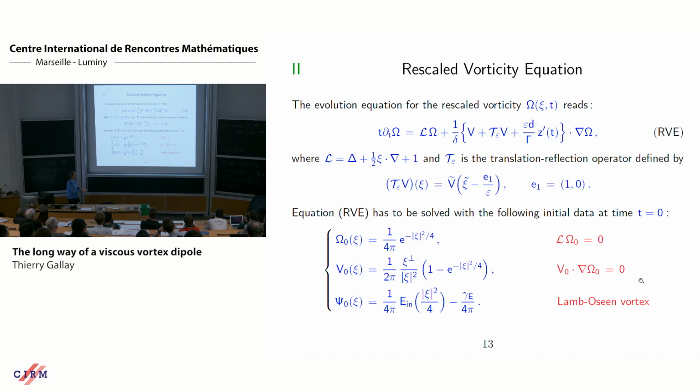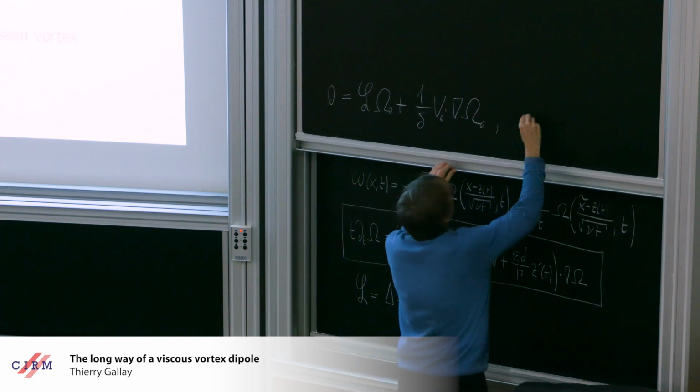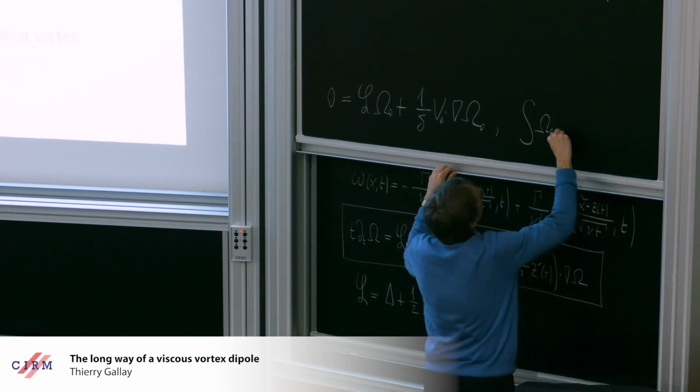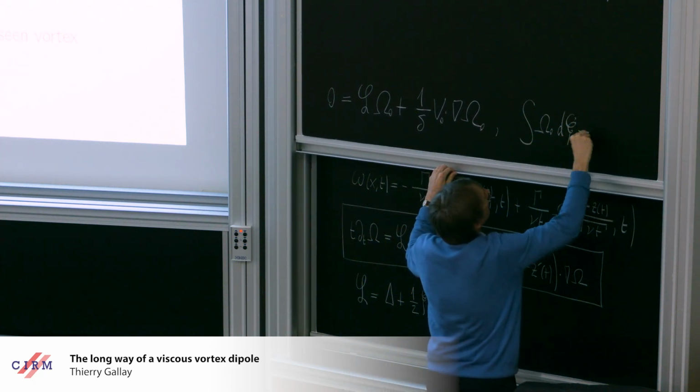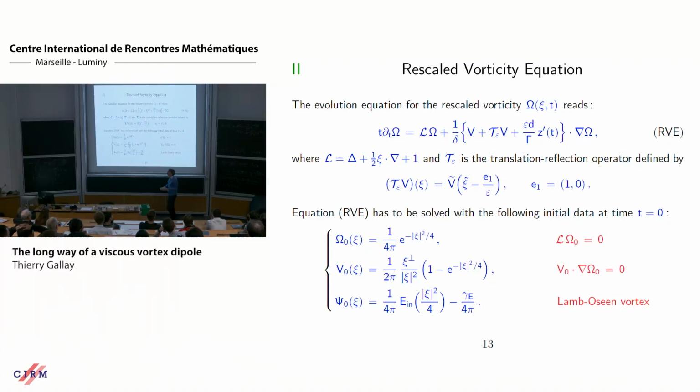But if you assume that omega has integral equal to 1, maybe I can write this a little bit more carefully: my initial data should satisfy v0 dot grad omega 0 equal to 0, and I also want that the integral of omega 0 d psi is equal to 1. If you impose that, there is only one solution to this equation. This has been known for a long time, which is just the Gaussian written here, the profile of the self-similar Lamb-Oseen vortex.